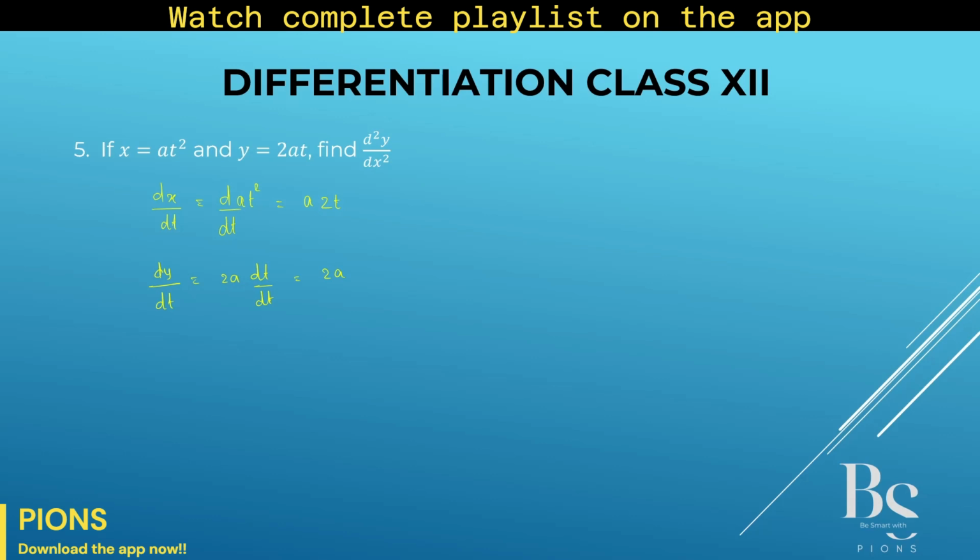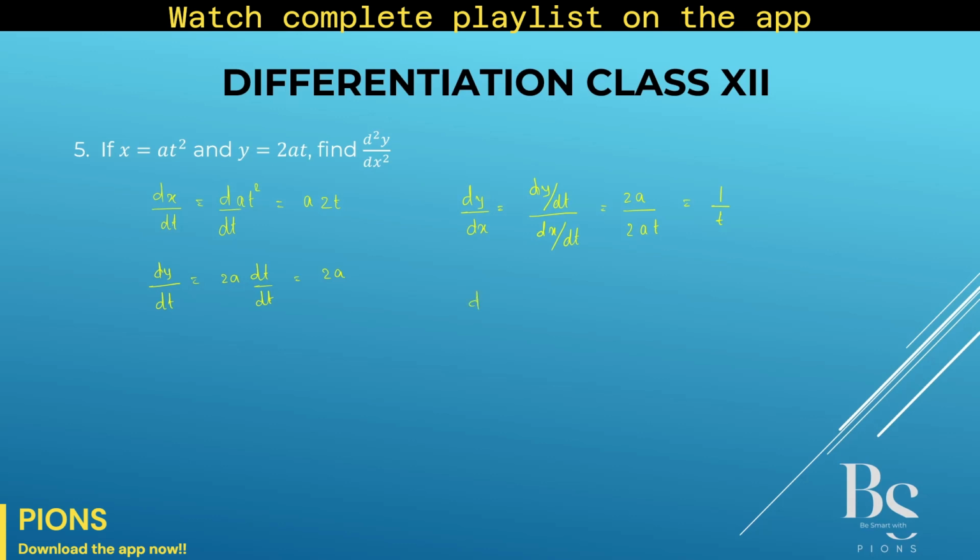Now let's find dy by dx. Let me remind you, dy by dx is nothing but dy by dt whole divided by dx by dt. dy by dt here is nothing but 2a, dx by dt is 2at. So dy by dx is 1 by t. Okay, great. Now what's the most common mistake students do? Let's talk about that.